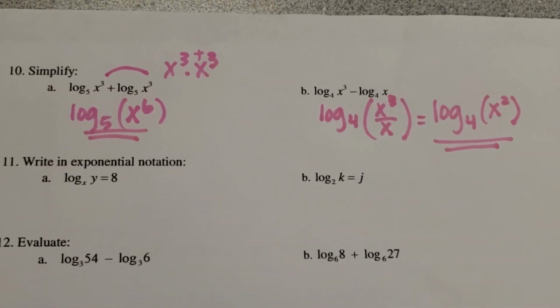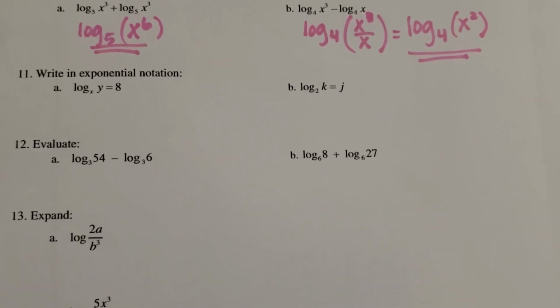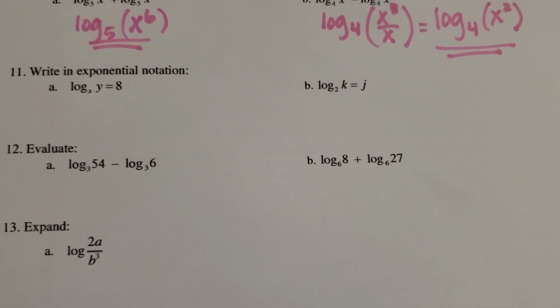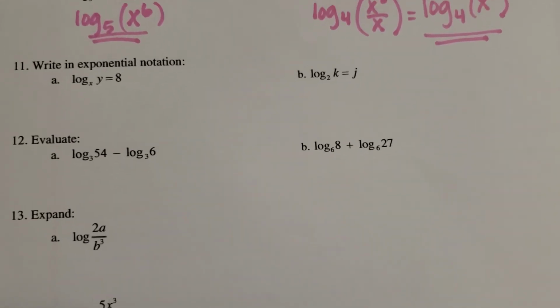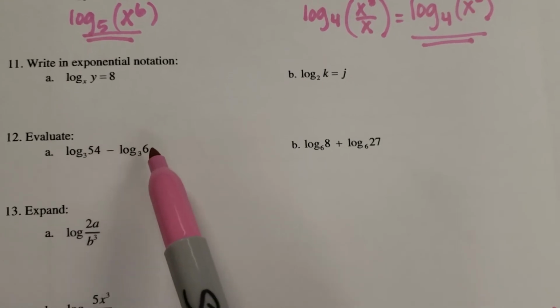Okay, 11, I'm just rewriting from log form to exponent form. So we've looked at a problem like that, so I'm going to keep going. Number 12 says to evaluate. All right, so I have the log base 3 of 54 minus the log base 3 of 6.